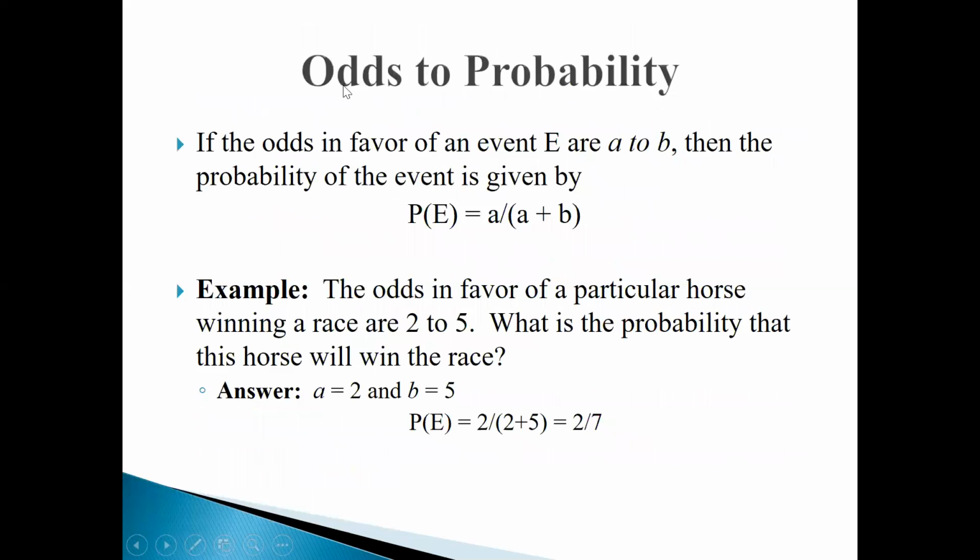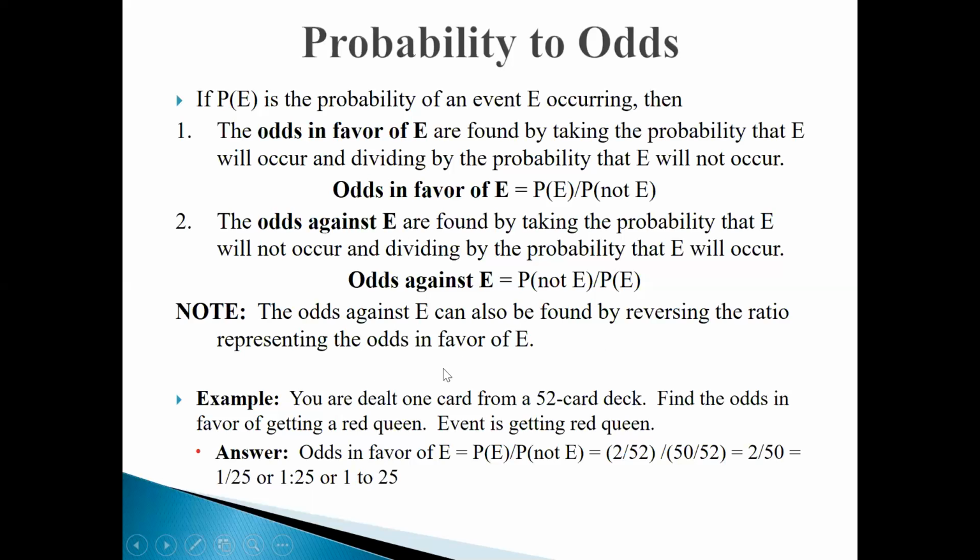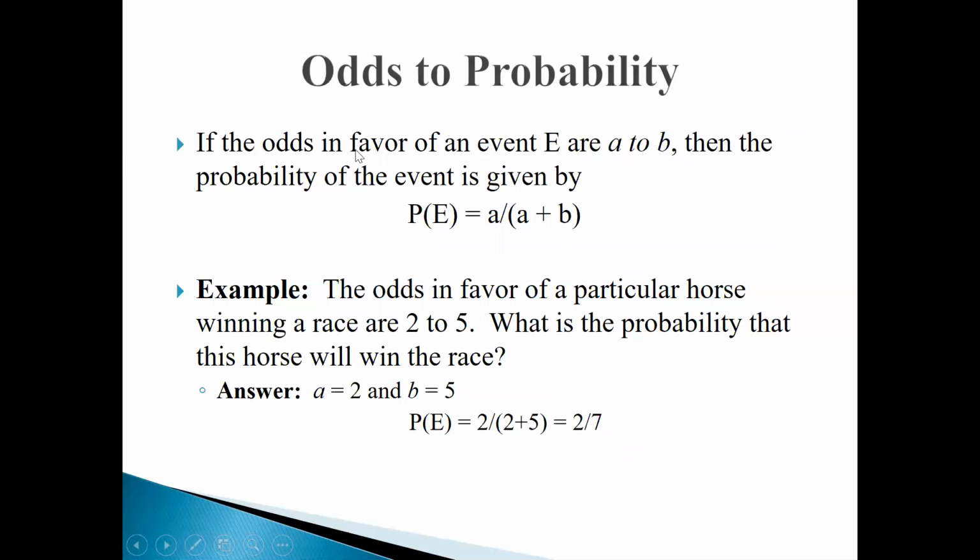Now we can also go from odds to probability. So if we know the odds now, instead, we can go back to probabilities. So if the odds in favor of an event E are A to B, then the probability of the event is given by probability of E equals A divided by A plus B. And again, all we're worried about is that odds. Okay. Now remember, it's odds in favor. So what do we say over here? Well, if we're given odds against, we just reverse it and we have odds in favor. So if we're given odds against, then we just have to switch those around to make it odds in favor.